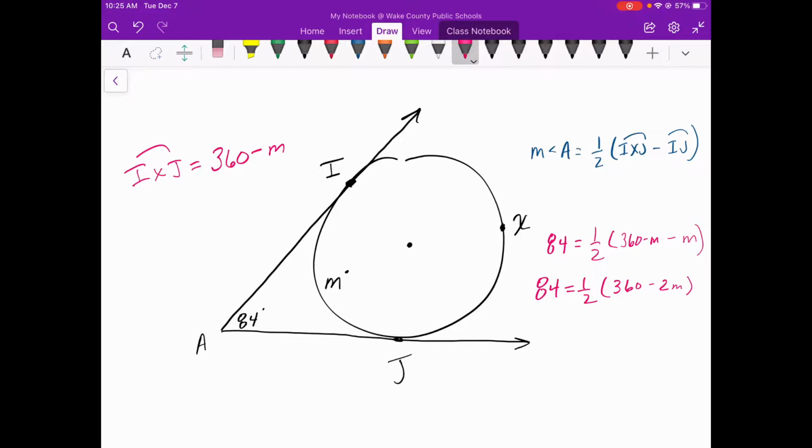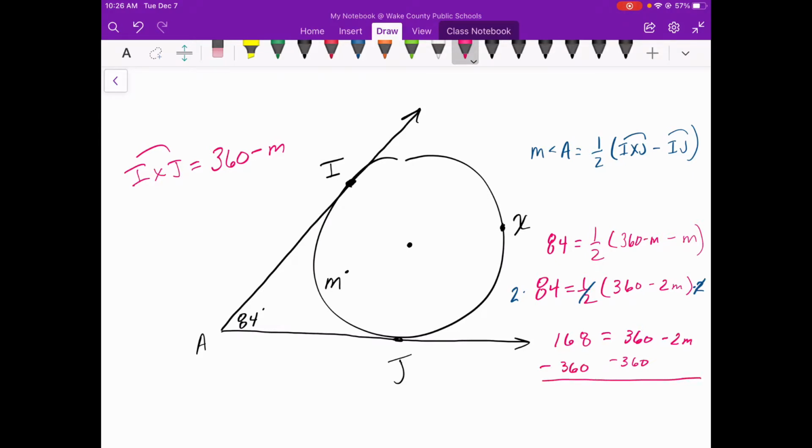Now, I personally don't like dealing with fractions, so I'm going to multiply both sides by 2 in order to get rid of those fractions here. So the 1/2 and the 2 cancel right there. So 1/2 times 2 is 1, so I'll just distribute a 1, and I end up with 360 minus 2M over there on the right side. And then 2 times 84 is 168. All right, just going to subtract 360 from both sides.